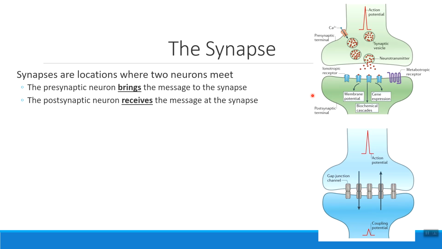Remember that different parts of these neurons are found at the synapse. The presynaptic neuron's axon terminals are at the synapse, whereas the postsynaptic neuron's dendrites are found at the synapse.